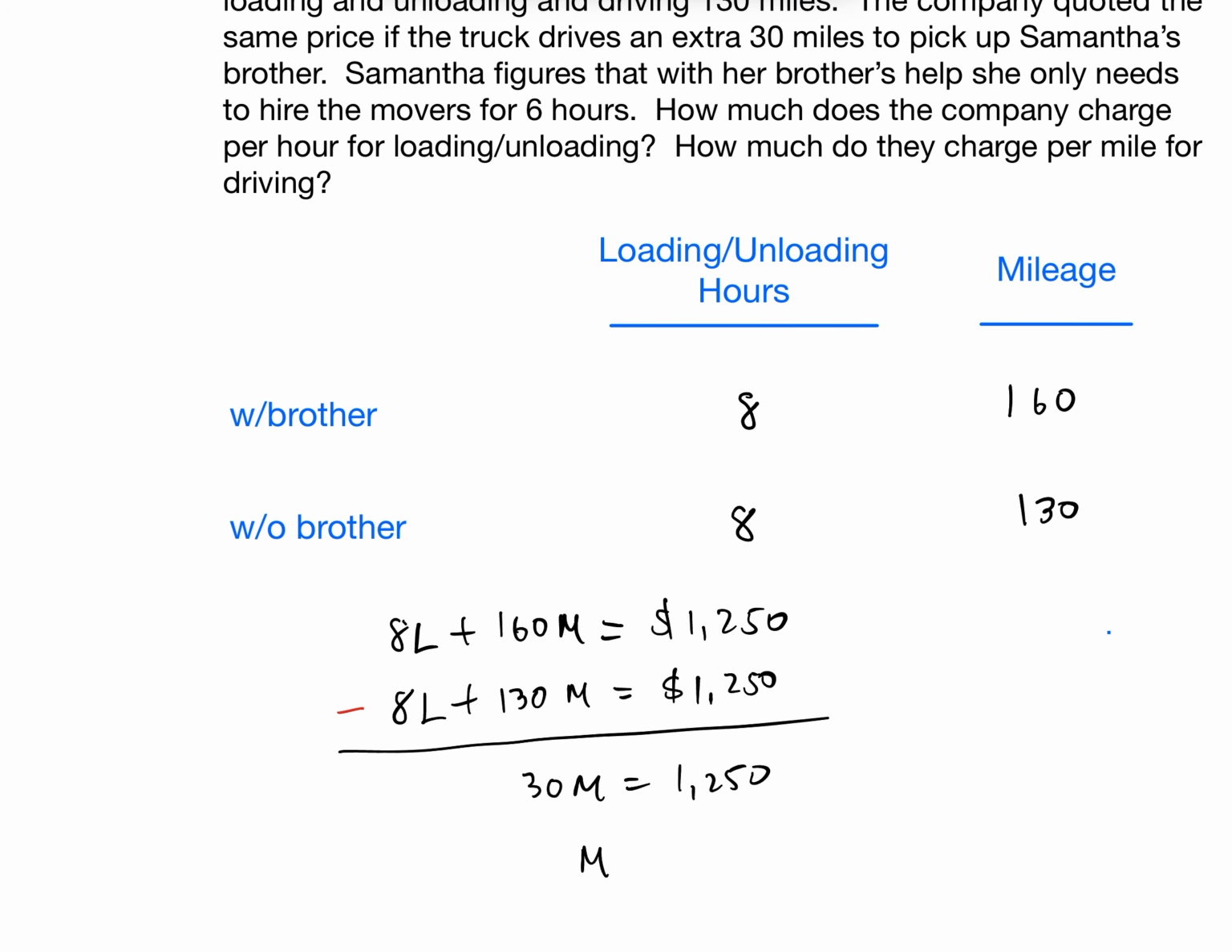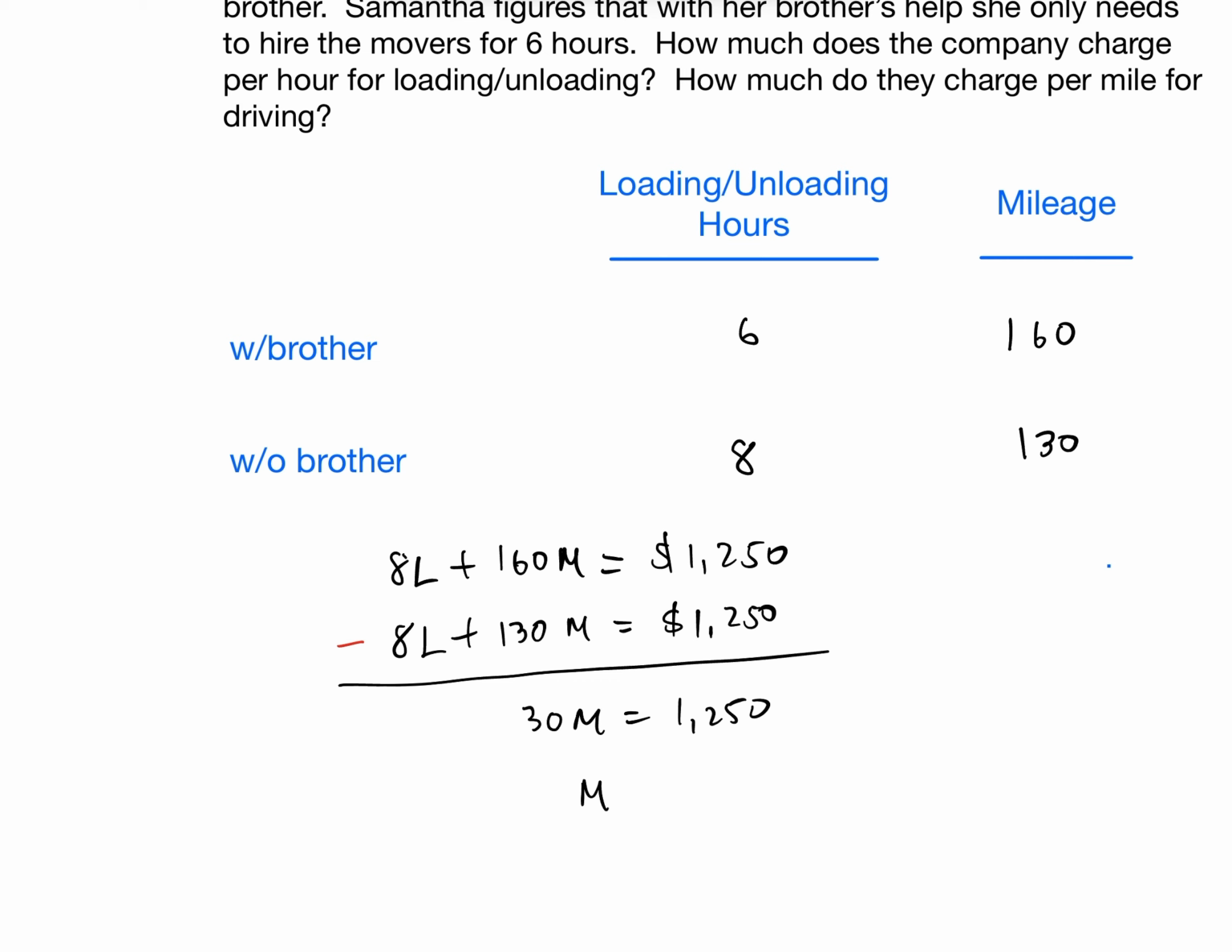I'm sorry, I did make one slight mistake. And that was Samantha figures that with her brother's help, she only needs to hire the movers for 6 hours. So let me go ahead and correct that. Hopefully you caught that as I was going through this, but if not, that's okay. So we're going to go ahead and change this equation. So this all changes now. We said with the brother, it's going to be 6 hours. Without the brother, it's going to be 8.